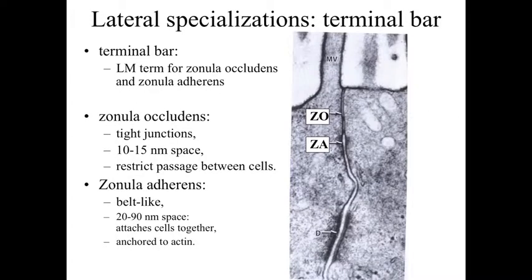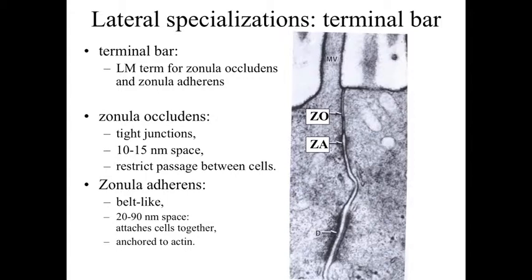If we take a look at the lateral specializations, probably the easiest way to look at this is to look at the terminal bar. The terminal bar is a light microscopy term for two substructures within it that can be identified using electron microscopy. This is going to be the zonula occludens and the zonula adherens. Now, keep in mind that the zonula connections are belt-like connections running all the way around the cells. The zonula occludens towards the top is going to be a tight junction.